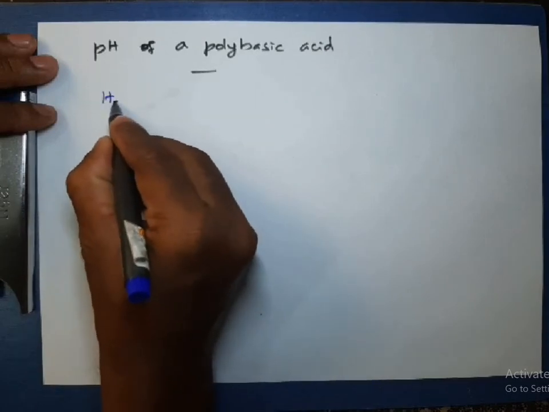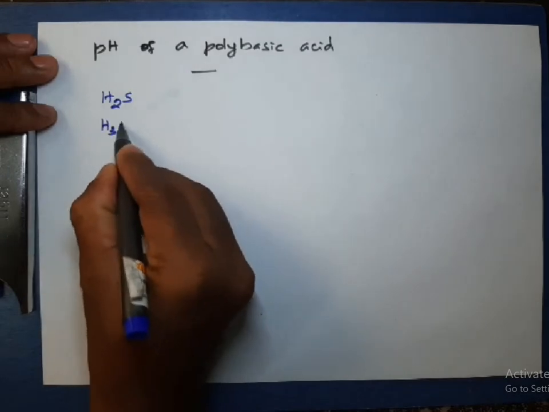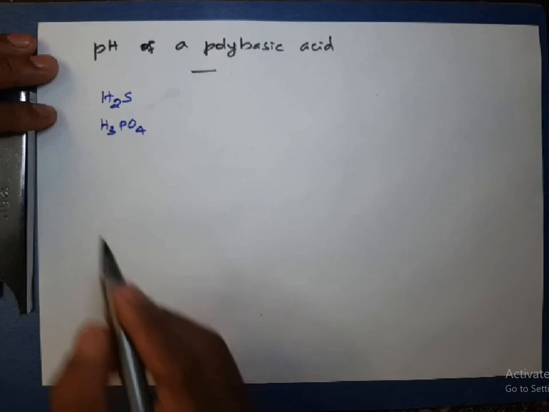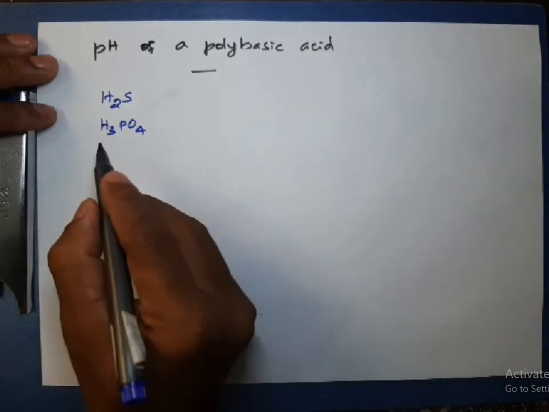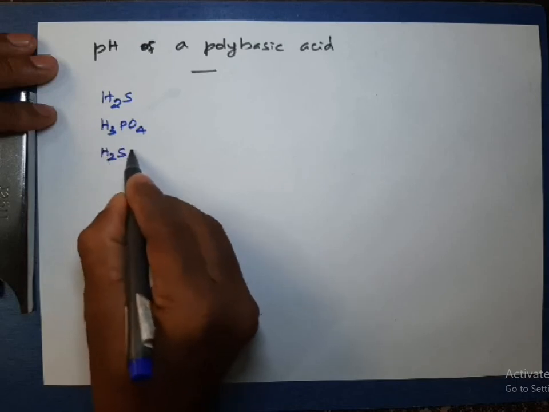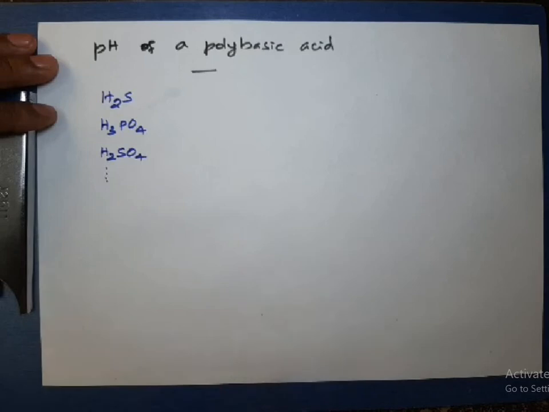H2S is a polybasic acid. H3PO4 is a polybasic acid. We actually have plenty of examples. H2SO4 is a polybasic acid. So we have many examples. Now we need to find the pH of the polybasic acids.